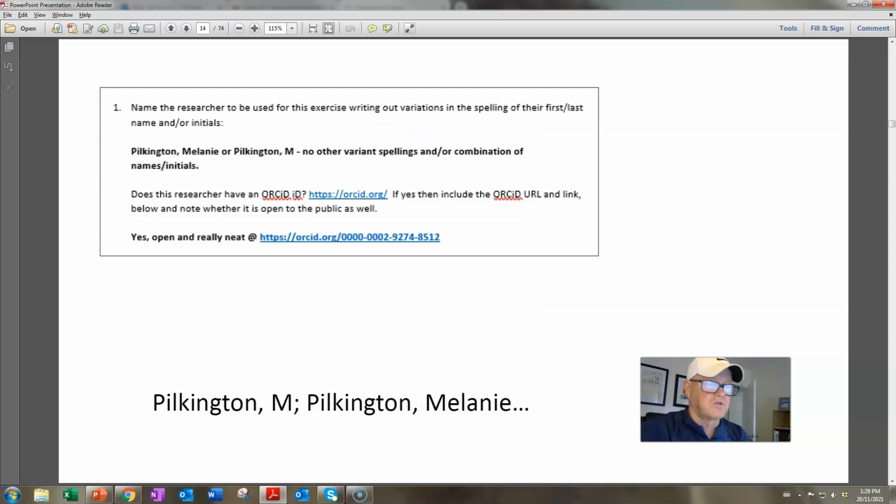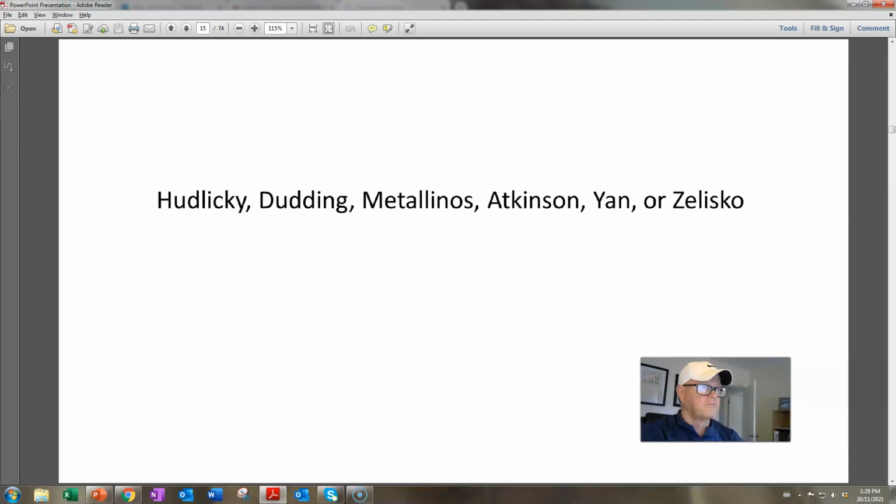So here's the answer to question 1 for Professor Pilkington. I put the names in, the initials, only found 2. There may be others. And she did have an ORCID ID, and I put the URL there as well. And it's Pilkington M and Pilkington Melanie. That's what I could sense. I don't know if that's all that's used, but that's important as we move forward.